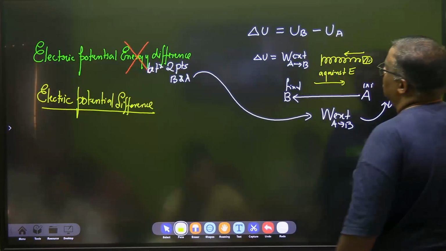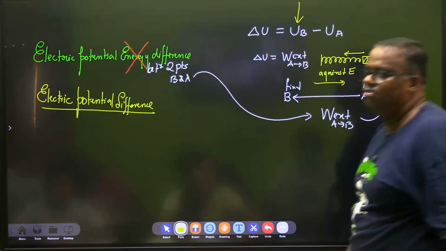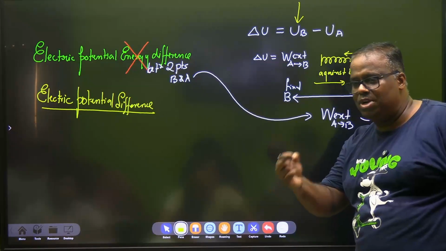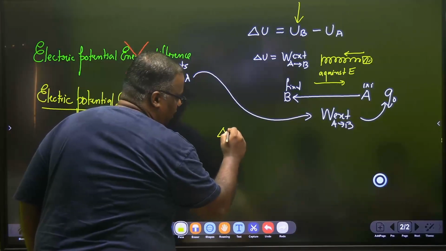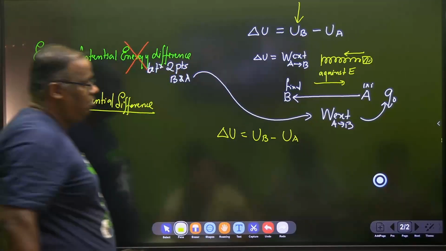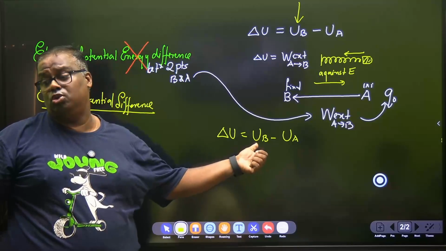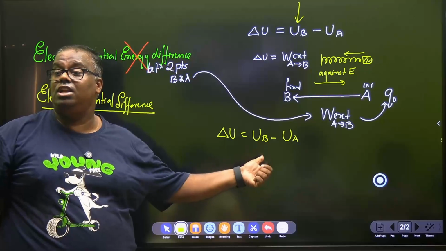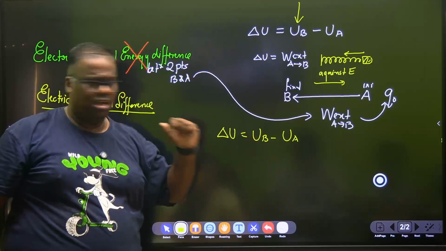Suppose somebody is interested: sir, understood all this. Can you give me what is the value of UB? What are you wanting? The potential energy measurement at B. So my friend now says that delta U is equal to UB minus UA. My friend says, sir, I don't want this difference. I want how much rich I am, my total richness. I want this. So what is this known as? Potential energy at B. Potential energy at A. Acha, I need to find this.